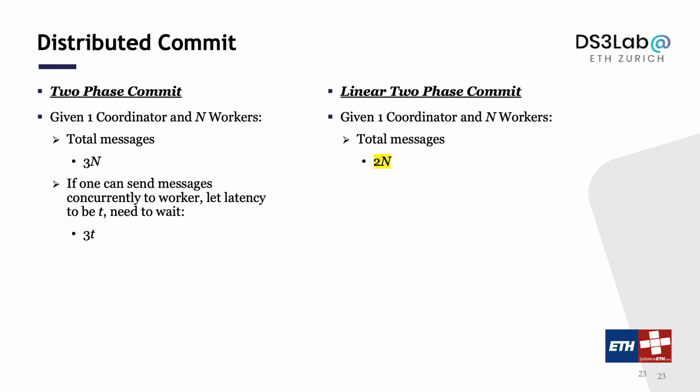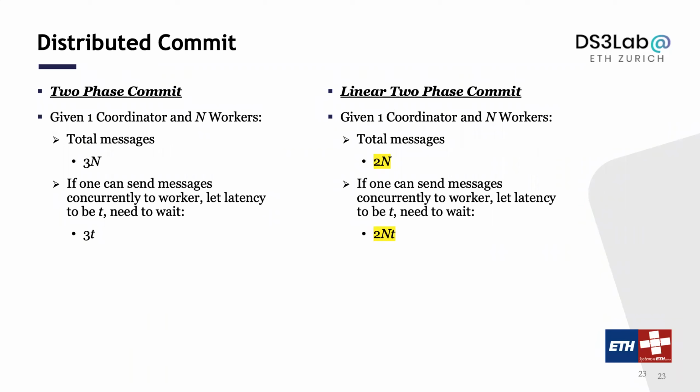But what is the price I'm going to pay? If you think about latency, I cannot have that concurrent communication between the coordinator and all the other workers anymore. Every single time I go one step of my information propagation, I need to wait t. In the forward pass, I need to wait n times t. In the backward pass, I need to wait n times t. So the latency is actually 2n times t. If you put them side by side, there's no free lunch, right? If you do linear two-phase commit, you are sending fewer messages, but you are incurring higher latency.